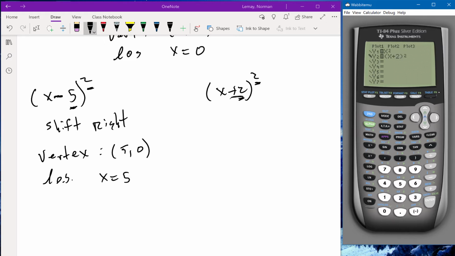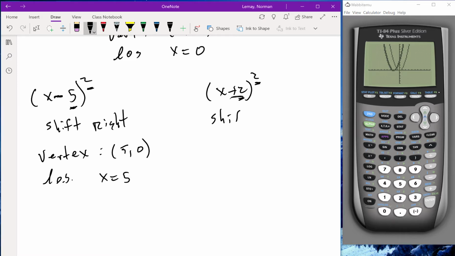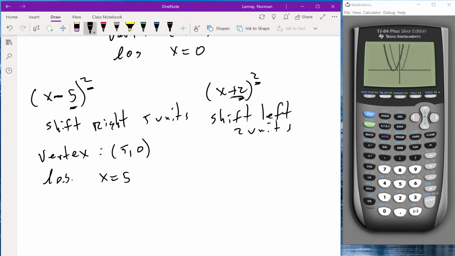Okay, and now let's take a look at the graph. So there's x squared, and notice that x plus 2 shifted to the left. So this was a shift to the left, and notice 2 units. This was a shift to the right, 5 units. Okay, so now we have this shift left, shift right going on here.